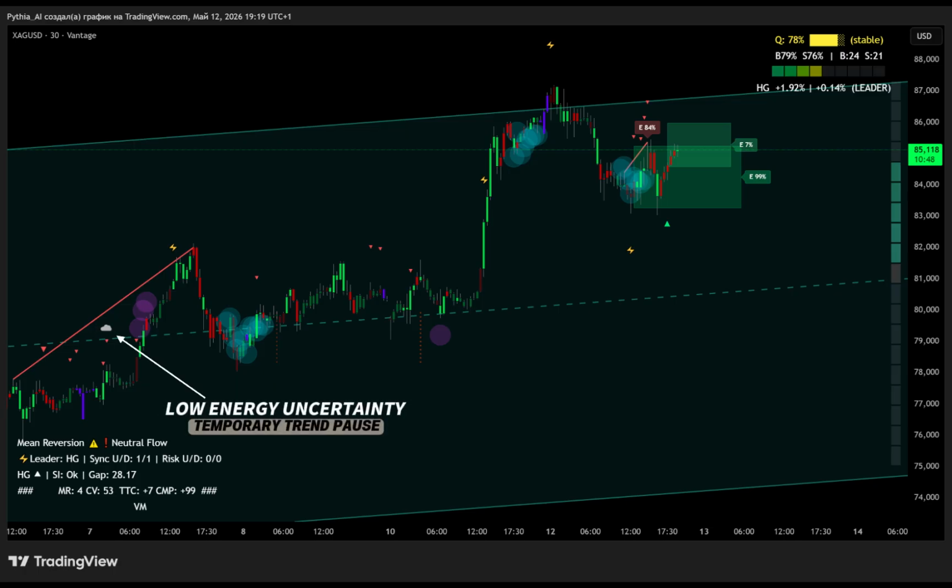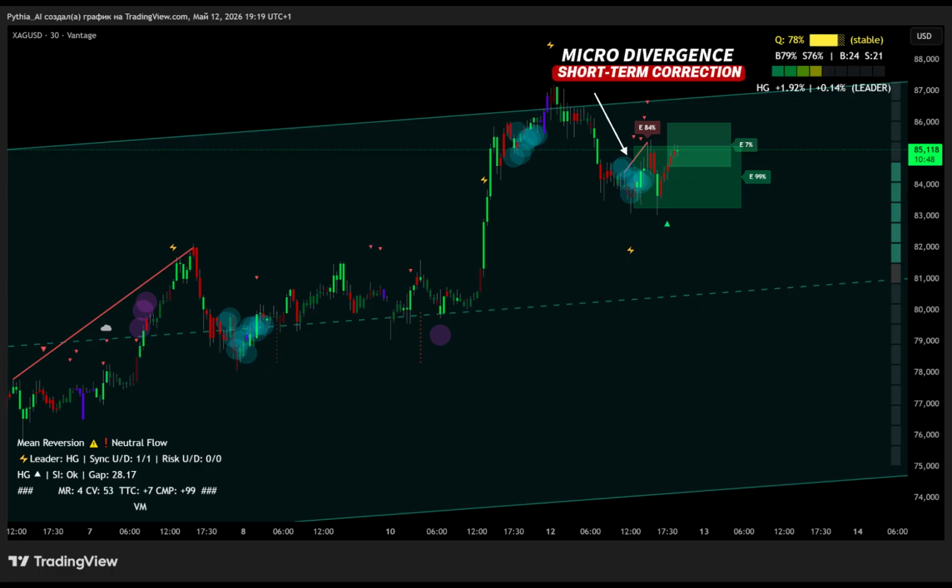Low energy uncertainty cloud, similar in function to impulse shifter, but with lower energy. It may lead to temporary slowdowns, pauses, or smaller corrective movements. Micro Divergence, a weaker signal indicating the possibility of short-term corrections or temporary pauses in movement, includes an energy percentage label. The next important block is Liquidity Traps.